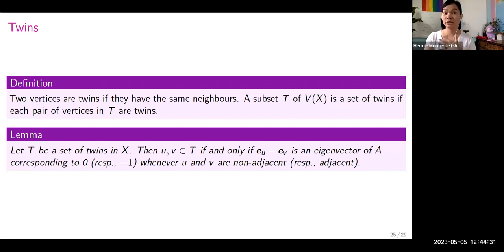We'll just study, I'm currently studying twin vertices. And twins, as you may already know, these are just vertices with the same neighbors. And we define a set of twins to be a set where every pair of vertices are twins. And we have this lemma, which says that two vertices are in a set of twins if and only if this difference of standard basis vectors is an eigenvector corresponding to 0.